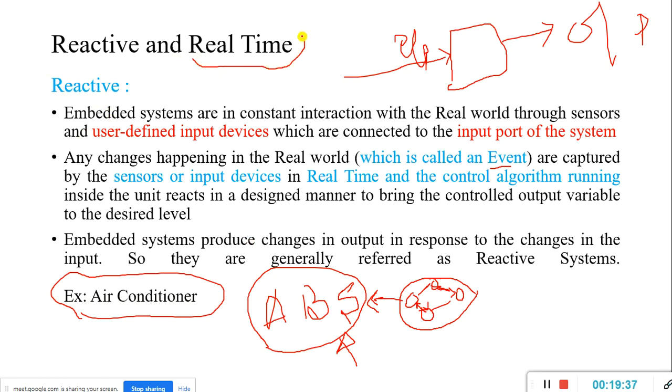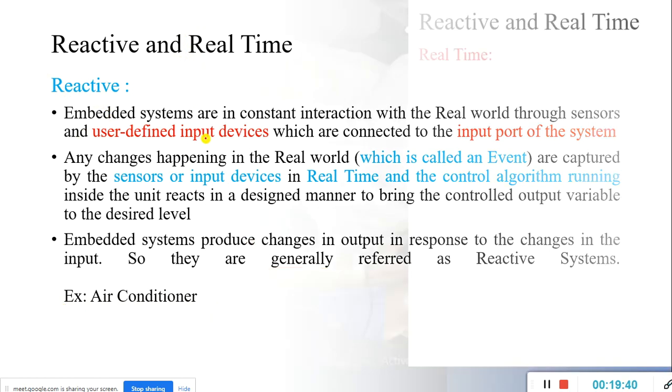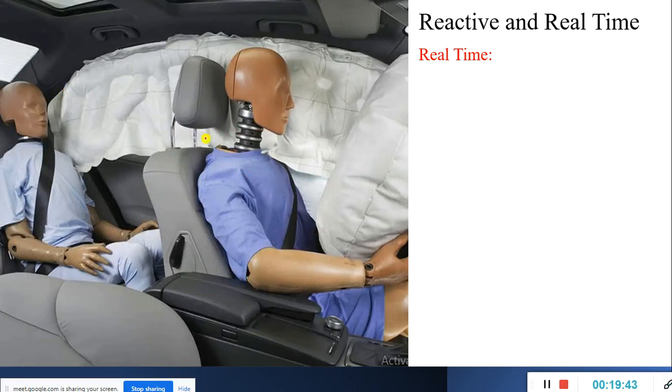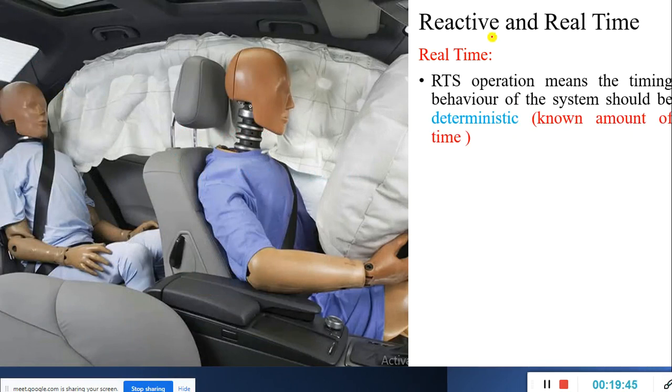What about real-time system? What do you mean by real time? A real-time system operation means operations which are time deterministic. Which means the output will be executed within a known amount of time. The timing behavior of the system should be deterministic, which means that the system should respond to the request or task in a known amount of time. That is the meaning here.